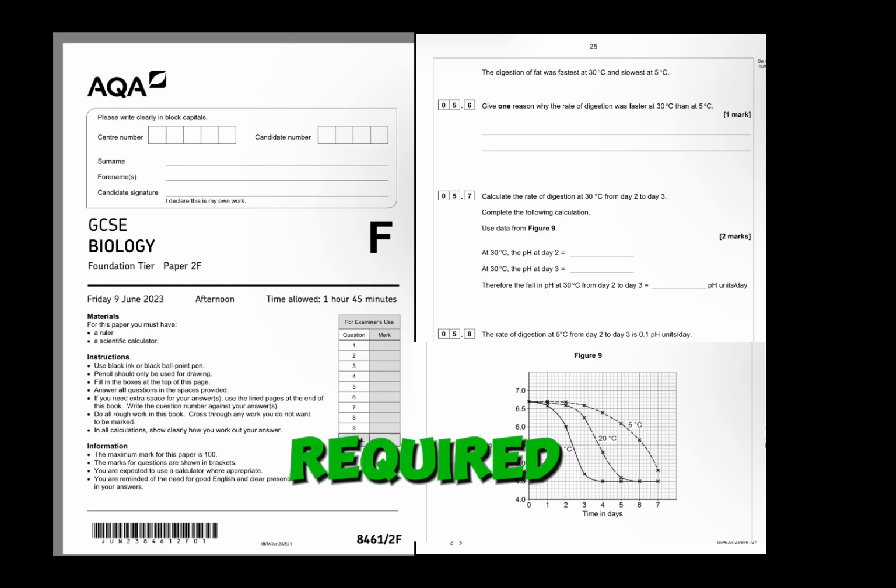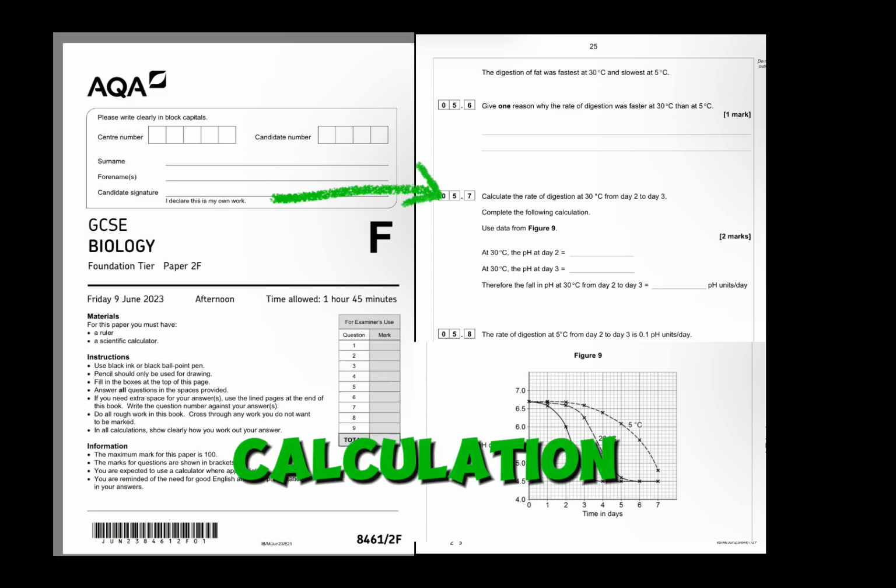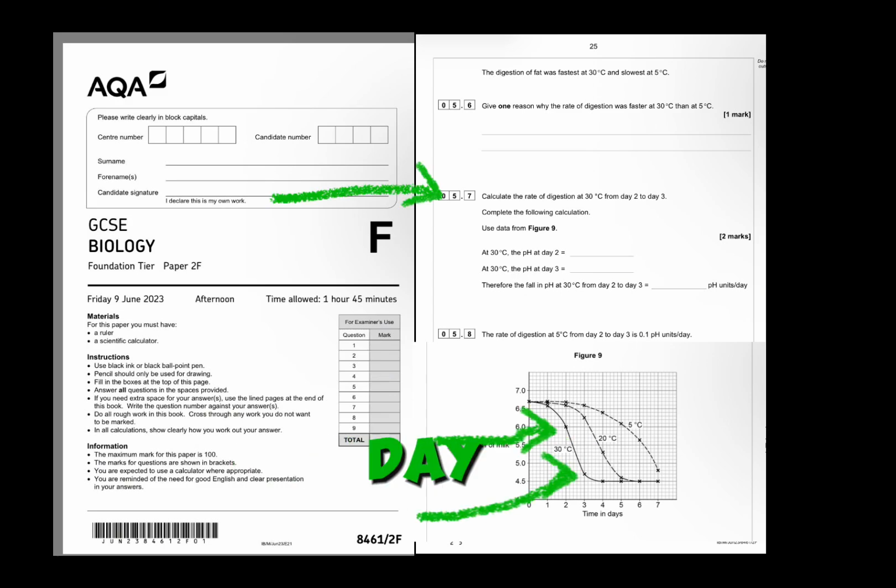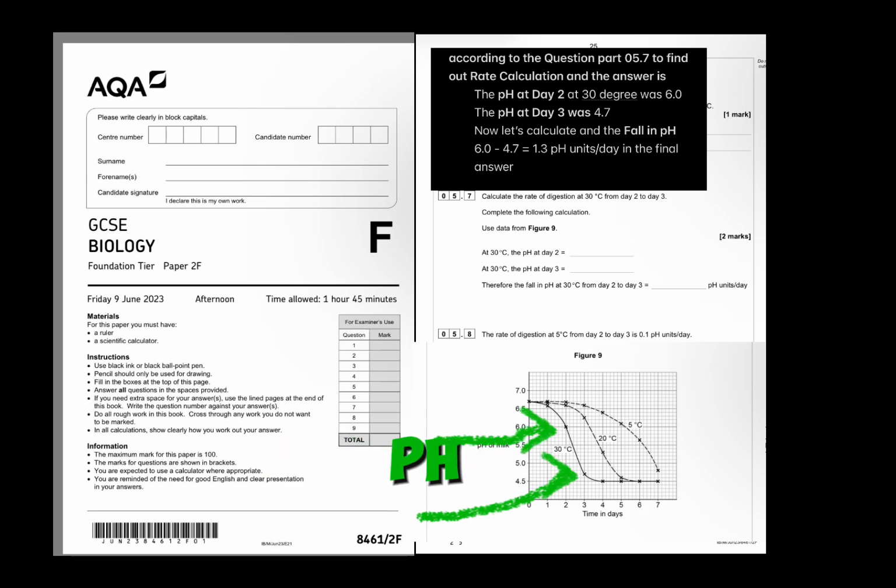The next question required you to read the graph in Figure 7 at 30 degrees, where the pH of the milk changes from day 2 to 3, according to question part 5.7, to find the rate calculation. The answer is the pH at day 2 at 30 degrees was 6.0. The pH at day 3 was 4.7. Now let's calculate. The fall in pH from 6.0 to 4.7 equals 1.3 pH units per day, is the final answer.